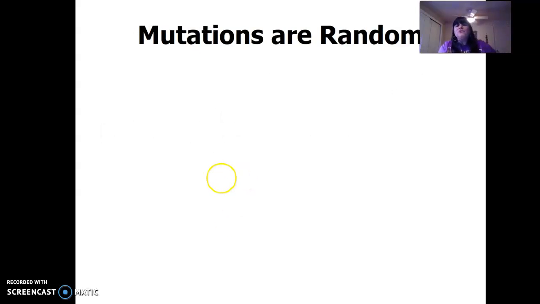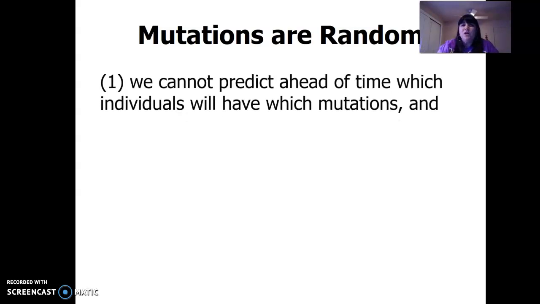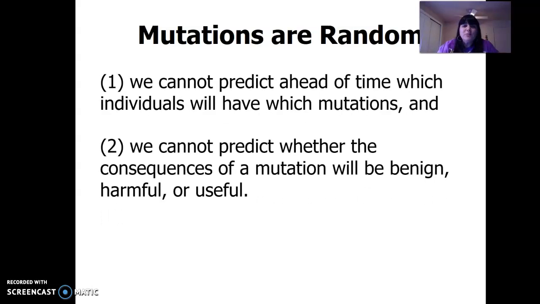Now, this idea: mutations are random. We can't predict exactly when and where it's going to happen. We can have ideas that it happens this often, right? But they don't happen at a specific time, like it's going to happen now or now, right? So they're random. And where they happen, where on the chromosome, that's random. We cannot predict ahead of time which individuals will have which mutations. We cannot predict whether the consequences will be benign, harmful, or useful.